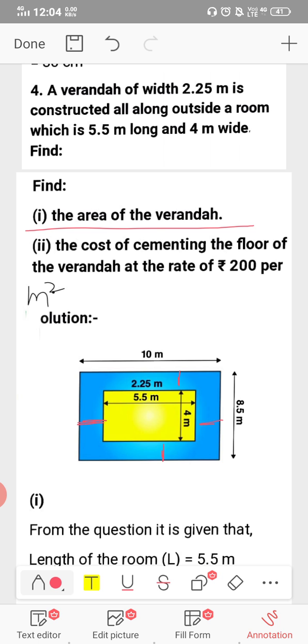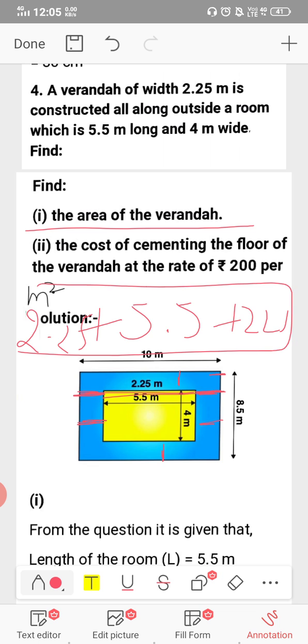So certainly for finding the dimensions of the bigger rectangle, that is this one, what we will do, we will add 2.25 on either side of the 5.5. This is 5.5, which is already given, so we will write 5.5. Now we have to find the dimensions for the bigger rectangle, so we will add this line and this line. This line is 2.25, means plus 2.25, and this line will also be 2.25.